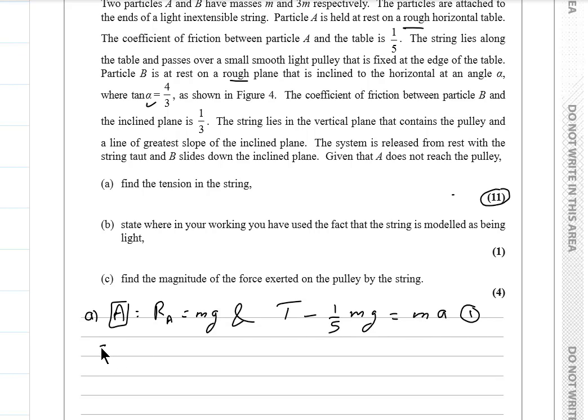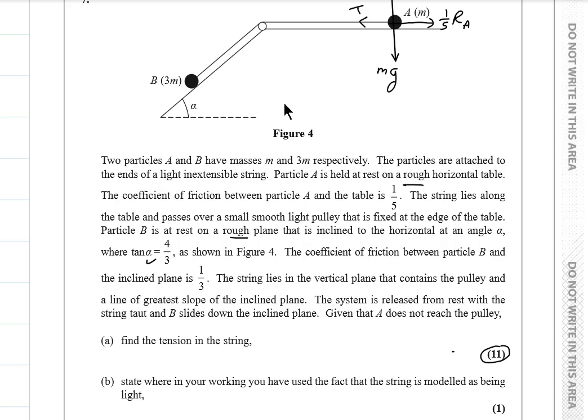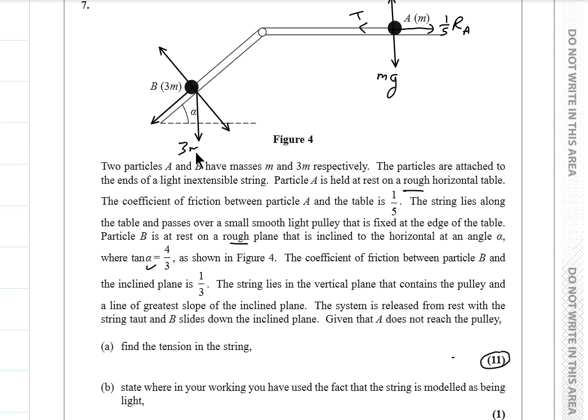And now we will go to particle B. For particle B, the weight of the particle is 3mg, and of course we have here the reaction of particle B, and this angle also is alpha. We resolve 3mg to be 3mg cosine alpha, and here we have 3mg sine alpha. Then we have the tension T, and also the friction force, which is 1/3 R_B, which is mu R.